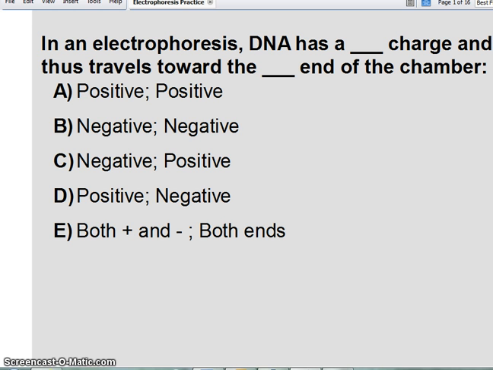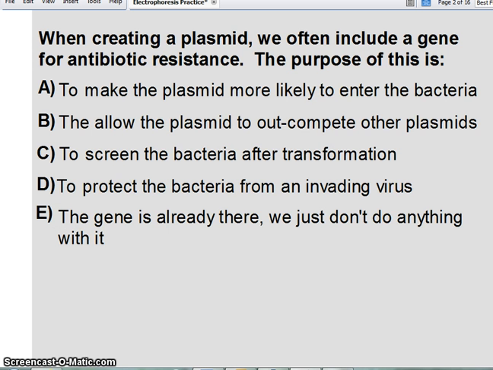Remember, opposites attract. DNA has a negative charge because of all the phosphates. Phosphates along the side have this formula. There's a lot of negatives on there. So DNA is negative. Since it's negative, that means it's going to be attracted to the positive end. So C, DNA has a negative charge, is attracted towards the positive end. Opposites attract.